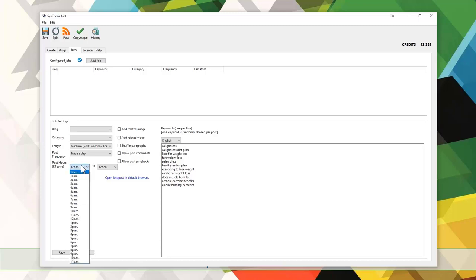I forgot to mention about the posting hours. If you leave it as it is, when it's going to post between midnight now and midnight tomorrow, it's going to pick a random time for you. That's so that the posting will look a little bit more realistic, because if you only ever post at, say, 7 a.m., it looks a little bit suspicious. Google might think you've got automated posting.